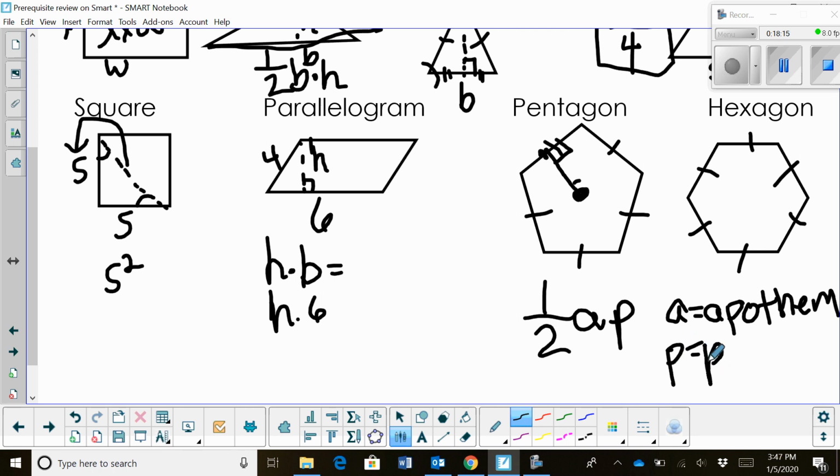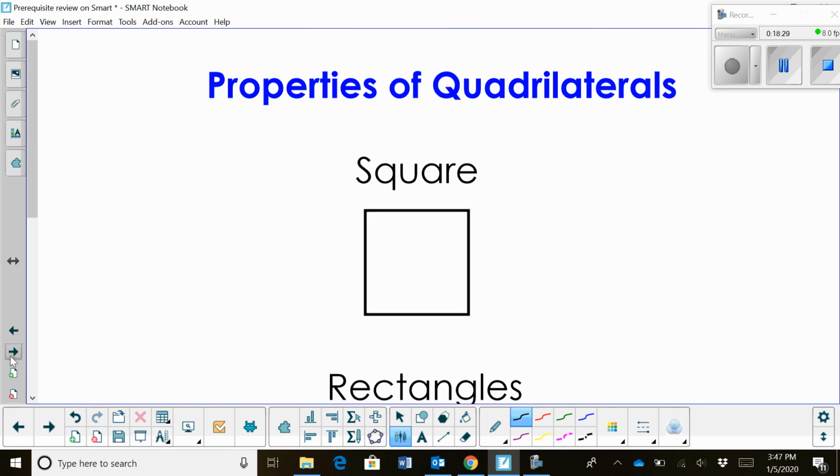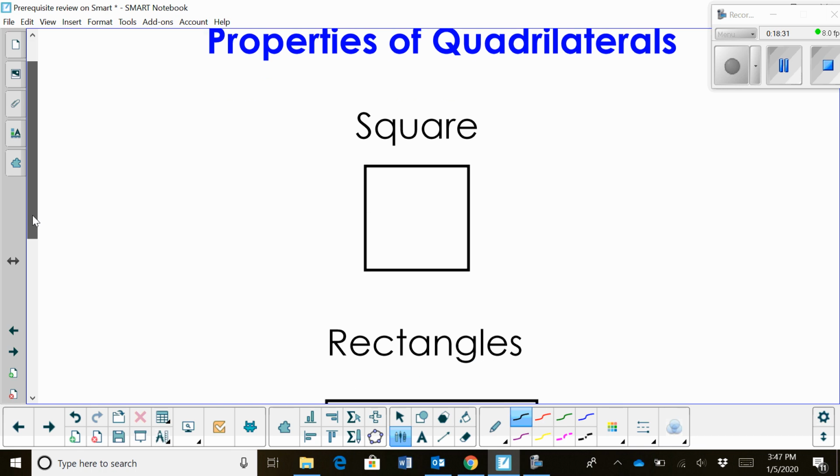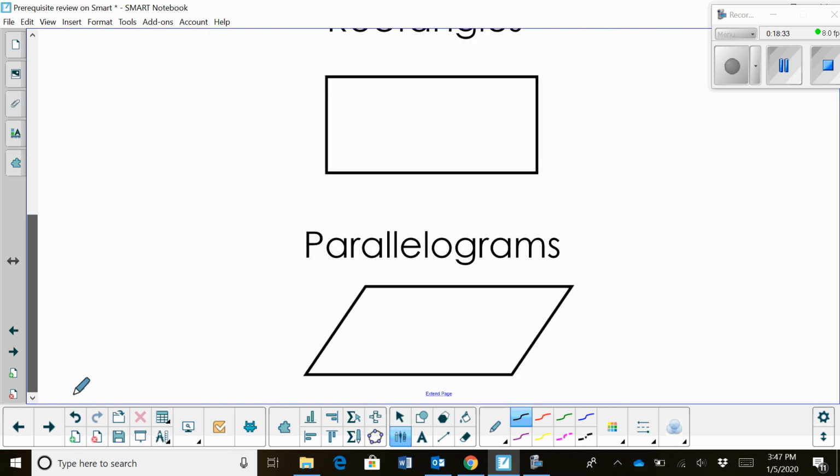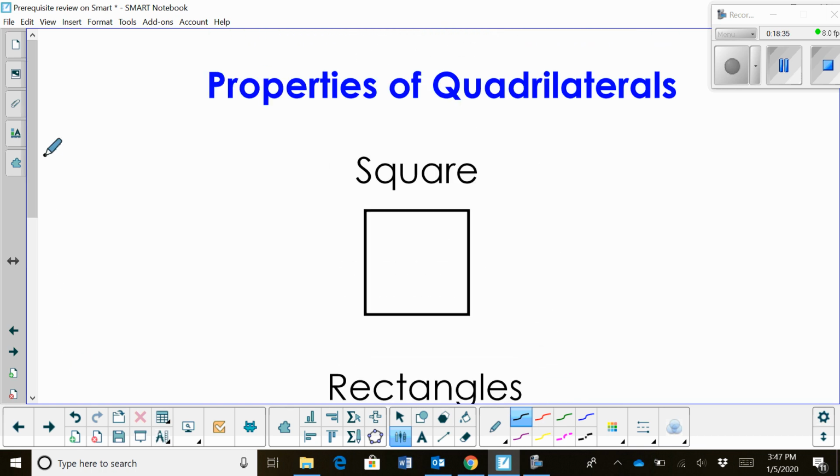And we're going to be working through a few of those in the prerequisite packet. But you may have to use a little trig to figure out that apothem to find the area. So those are your area formulas you need. Now let's talk about properties of quadrilaterals. This is the last concept you need to know from geometry. Basic, I mean, you need to know geometry, but some review topics.